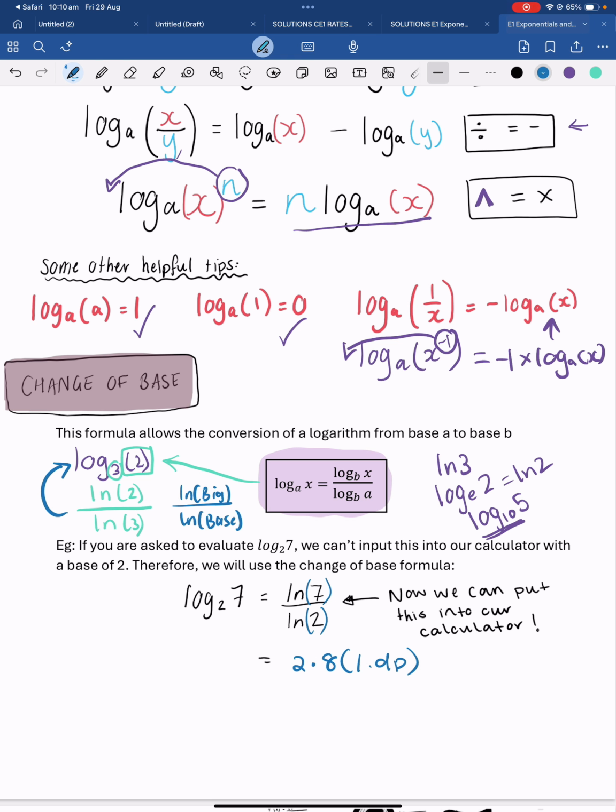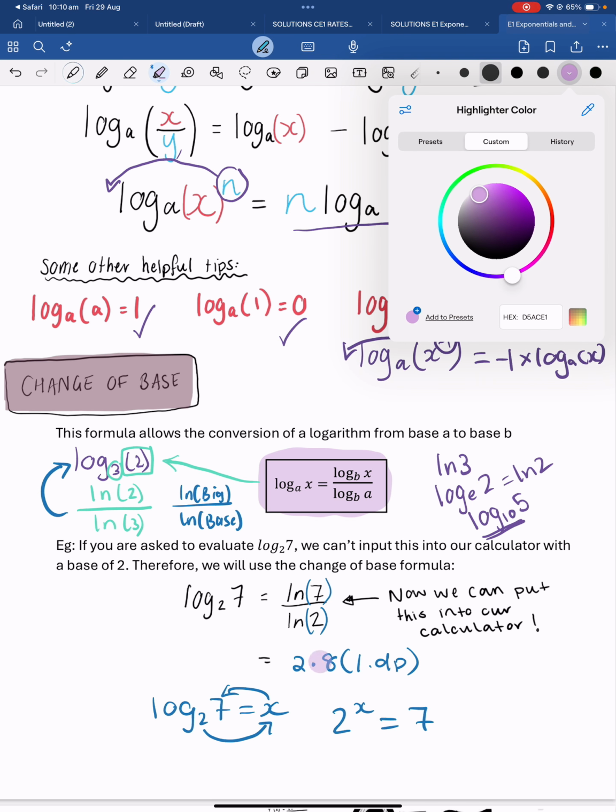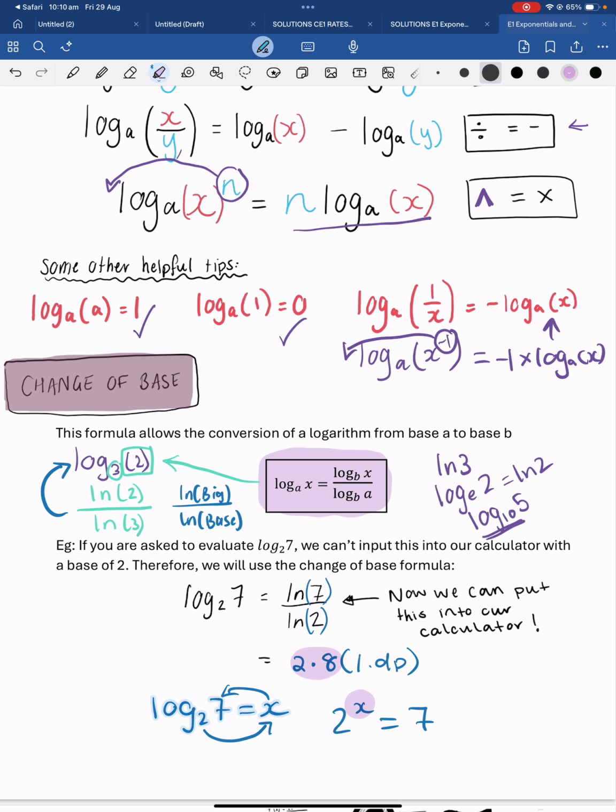There's my answer. What does that mean? Well, let's think about this in index form. Log 2 of 7 equals x, let's call it. That means that 2 to the power of x equals 7. So what I've just worked out is that 2 to the power of 2.8 will give me 7.